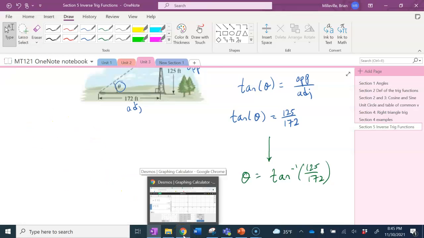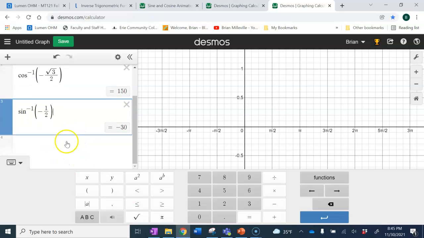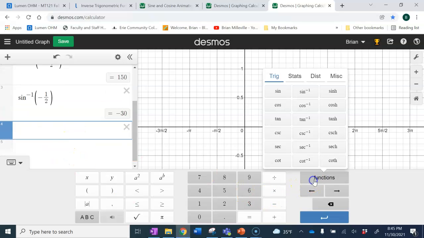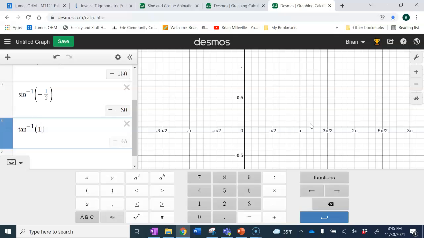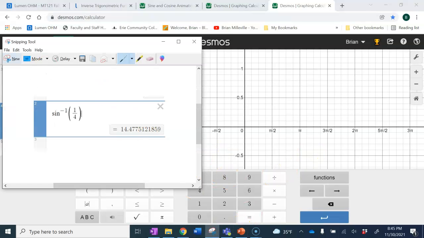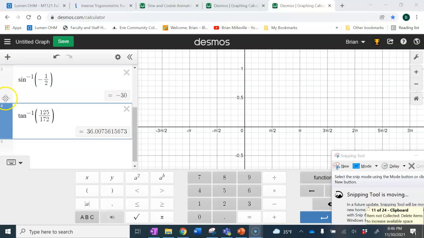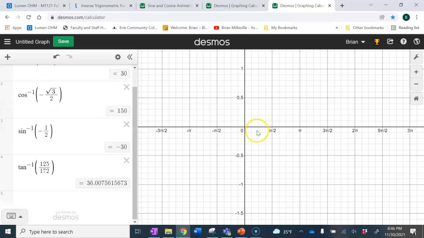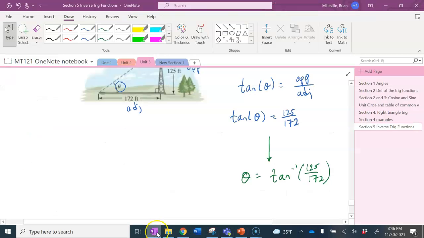All right, so again, let's go back to Desmos. Let's compute. Now again, we're going to go to functions, inverse tangent, and we're going to do 125 divided by 172. Close the parentheses out, and we're seeing 36.62. It's not letting me do that during the video recording. That's okay. I'll copy and paste that in after, but it's 36.0076. All right, so let's just jot that down in the notes.